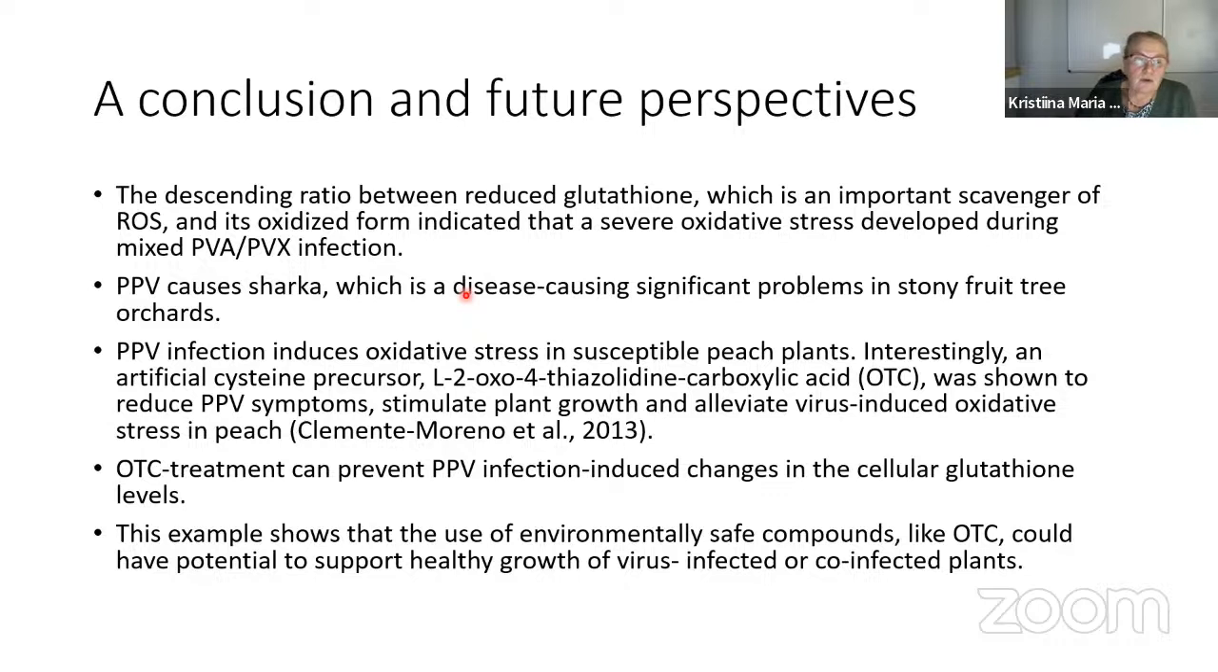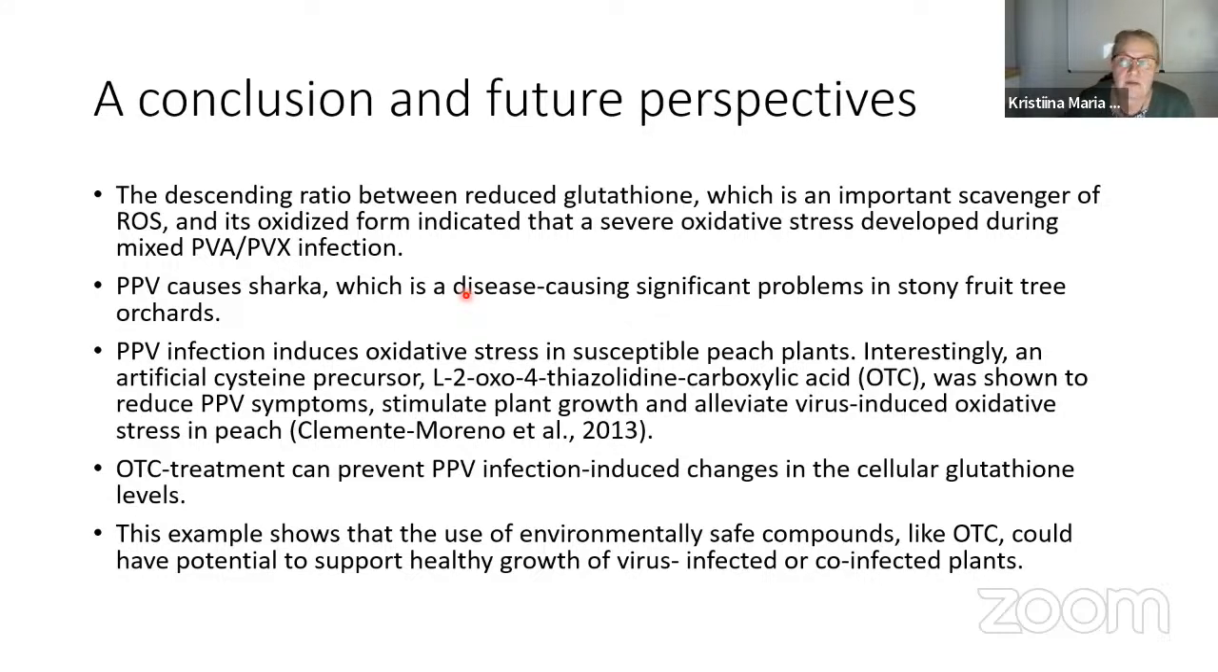So as a conclusion, the descending ratio between reduced glutathione, which is important scavenger of ROS, and its oxidized form indicates that there is severe oxidative stress developing during this mixed infection, which might of course be extended maybe to other mixed infections, which can be studied.